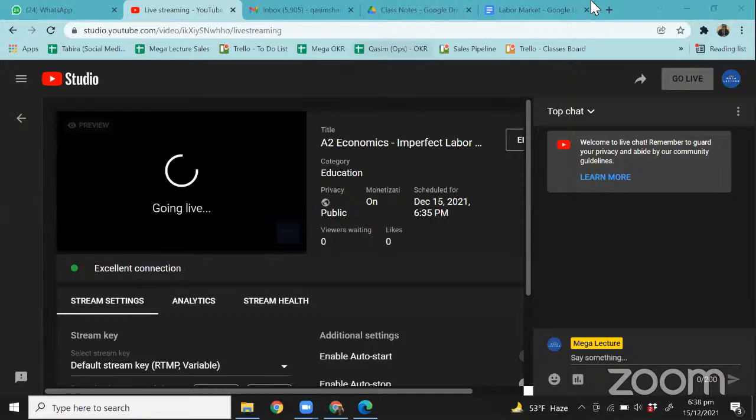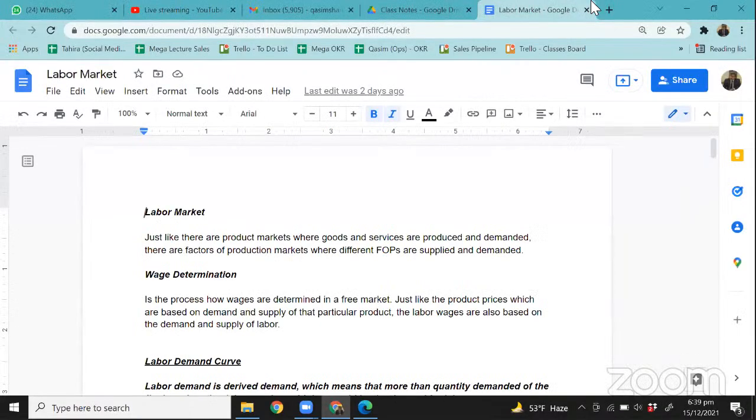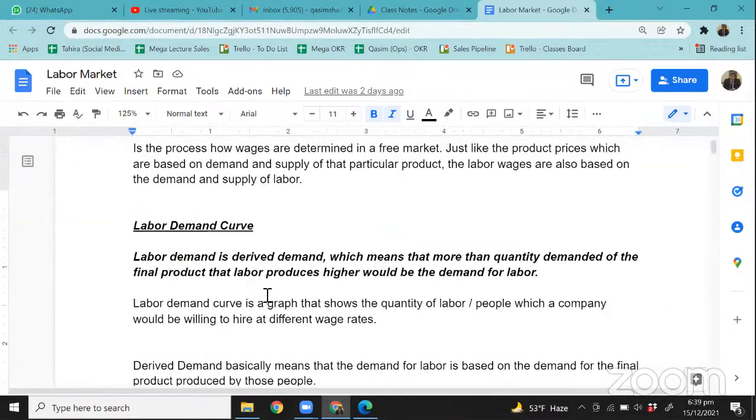Okay. Then in yesterday's class, we talked about perfect labor market. Before that, we have already discussed what is demand for labor, what is supply of labor. We will not go into that detail. You'll find all the lectures on the YouTube channel. But in the last class, we talked about perfect labor market, right? Now, just like there is perfect competition and imperfect competition in product market, similarly, there is perfect labor market and imperfect labor market in labor markets, right?